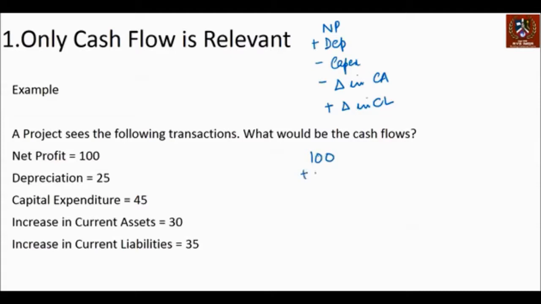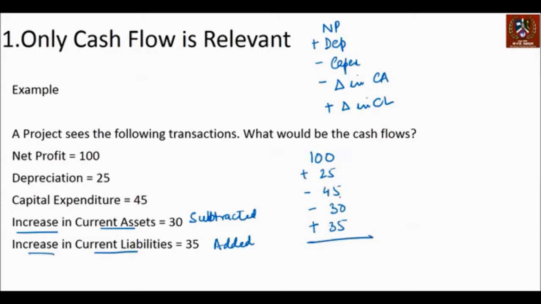So let's do that. That's 100 plus 25 minus 45 minus 30 plus 35. Remember, increase in current assets is subtracted and increase in current liabilities or any change in current liabilities is added, right? The signs will automatically then take care of themselves. So what is this? 125 minus 45 is going to be 80, minus 30 is going to be 50, and plus 35 is going to give me 85, right? That's my cash flow for the year.